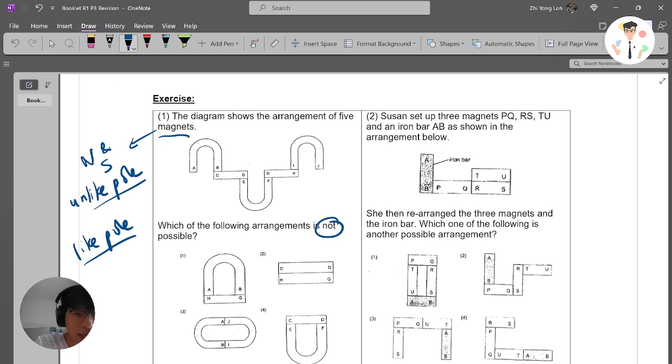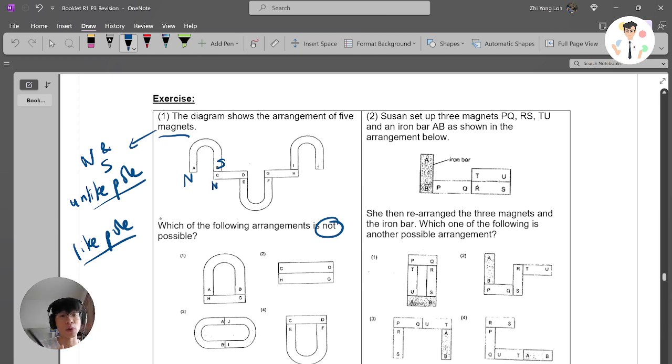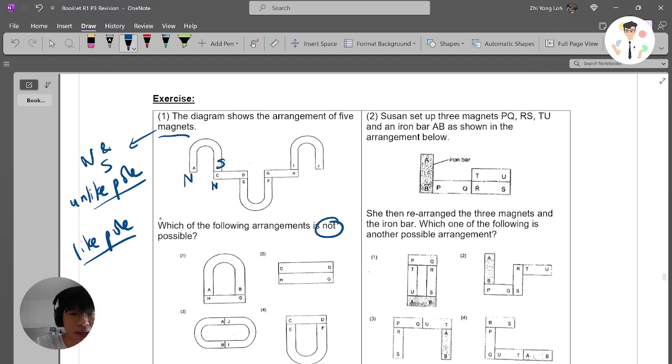If A is N, we're just assuming, then B will be S. And if B is S, C will be N. Why? Because unlike poles will attract each other. If it's the same, they will not be attracted to each other, right? And if here is N, here will be S.